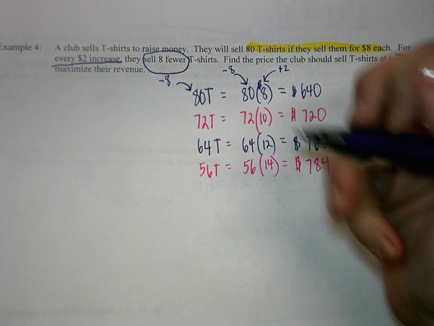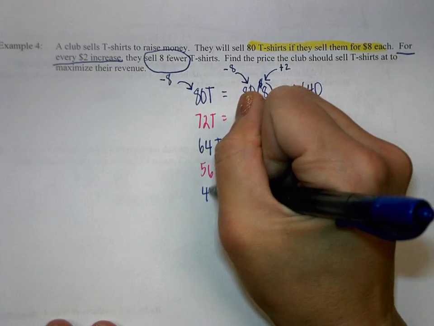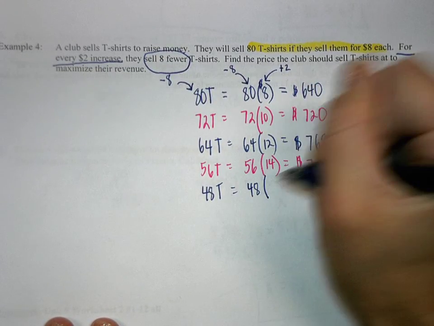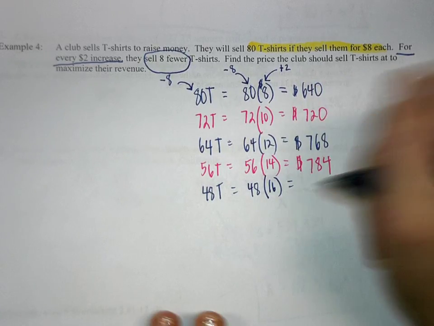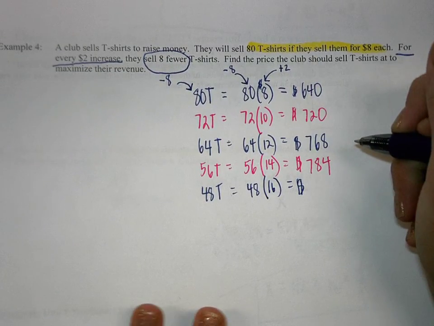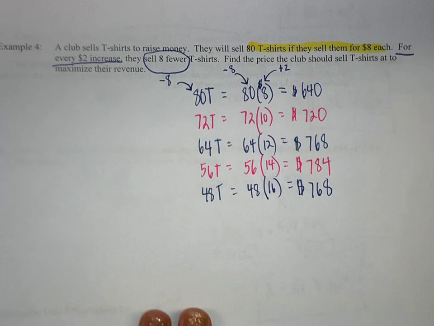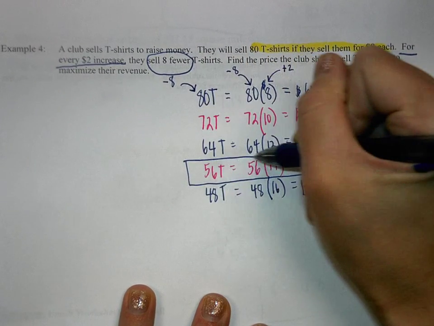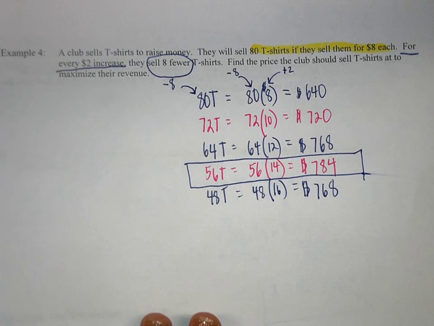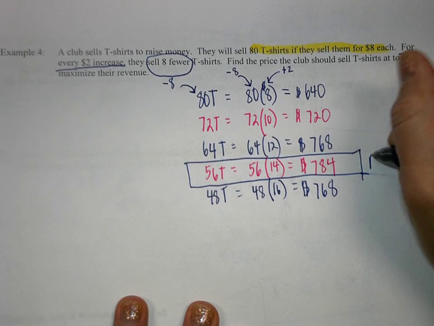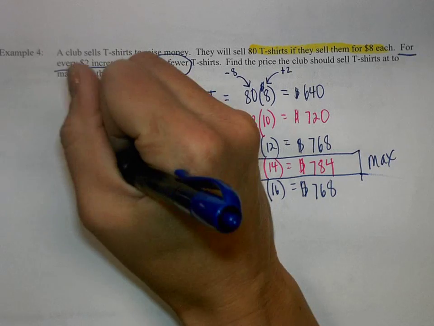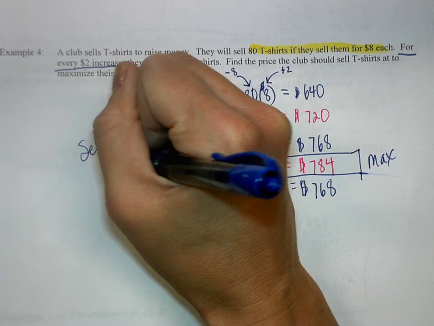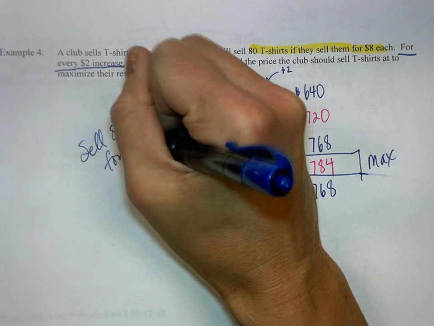Okay, so we're going to subtract another 8. 56 minus 8 is 48 t-shirts. This time we're going to sell them at $16. In your calculators, 48 times 16, what happens? It went down. So this right here is our maximum, and this is the easiest way for finding this answer. So my answer would be to sell shirts for how much money? Good, for $14. That is my answer.